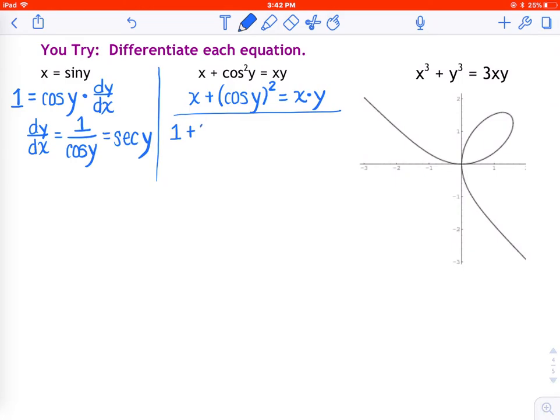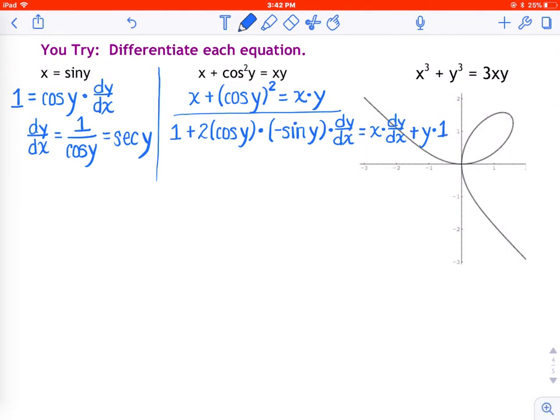So derivative of anything squared is 2, keep what you had, to the first power, times derivative of what's on the inside. So for my cosine function, that's negative sine of y. And for the y part, because I don't know its derivative with respect to x, dy dx. On the other side now I need to be thinking about product rule. So first term times derivative of second plus second term times derivative of the first.